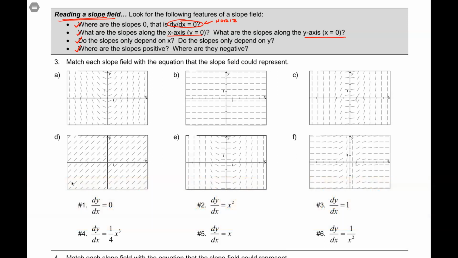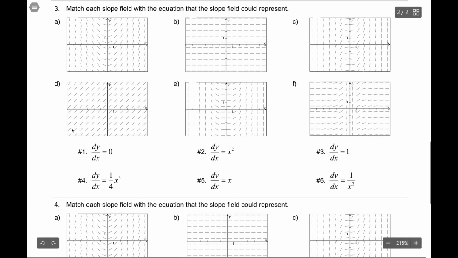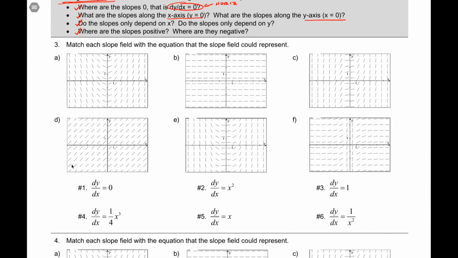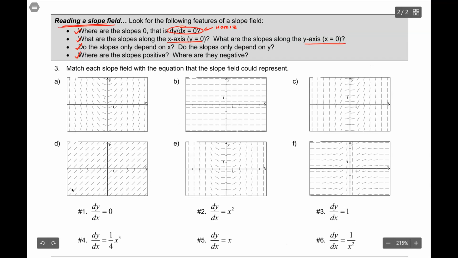So let's go ahead and start here. Question 3 says match each slope field with the equation that the slope field could represent. So when I look here, I've got 6 different differential equations and 6 different slope fields. What I'd like to do is look at these in terms of what I consider to be easy, medium, and challenging. I'll do the easy ones in green, the medium ones in blue, and the harder ones in red. So we'll start with green.